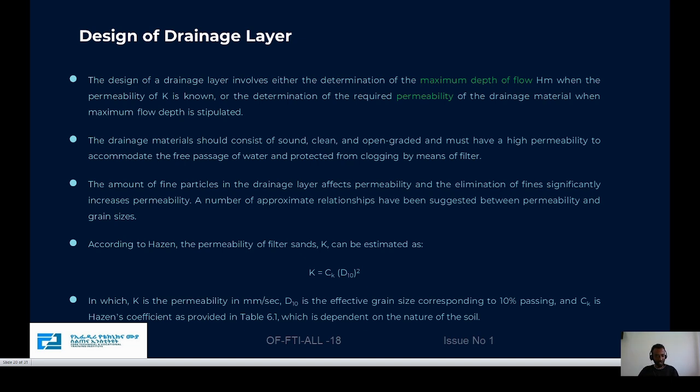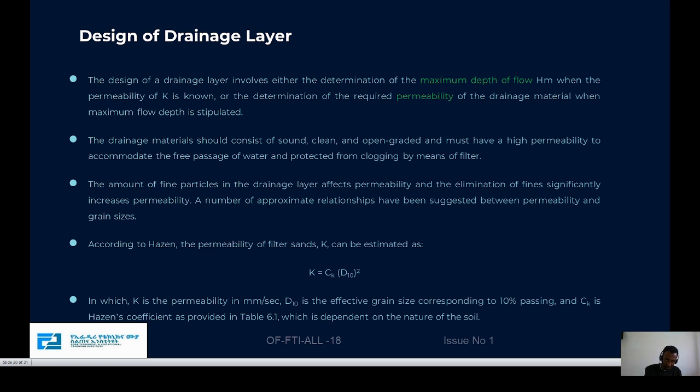The design of the drainage layers is very important. The design of the drainage layers is determined by the maximum depth of flow, if the permeability is known.